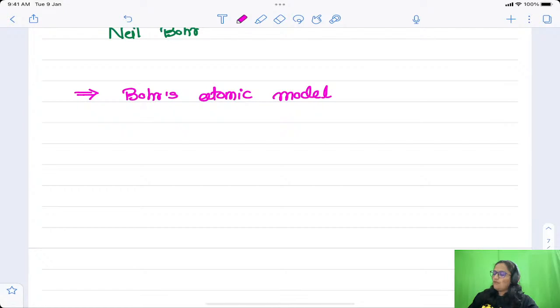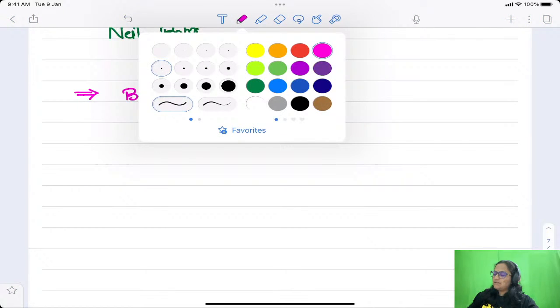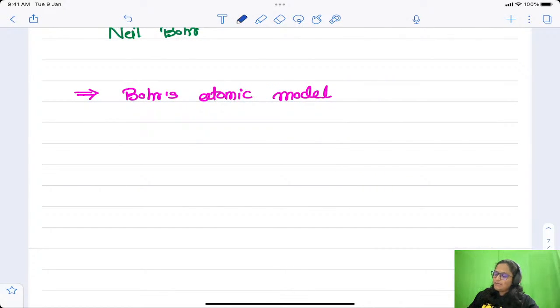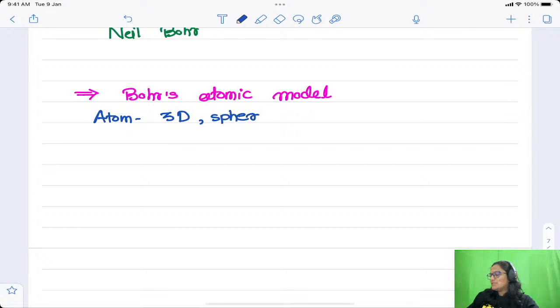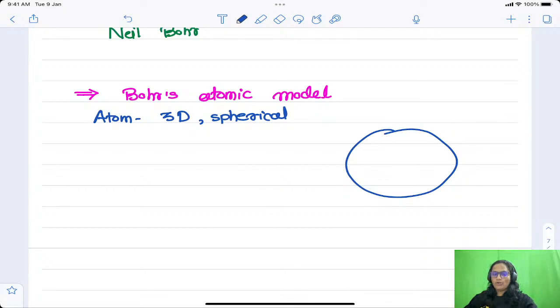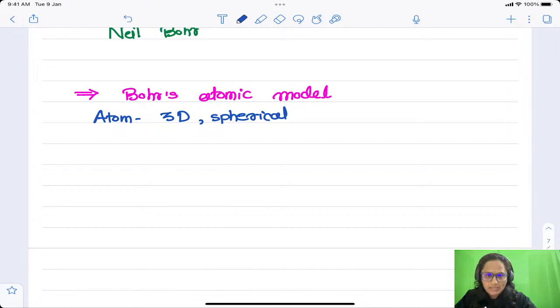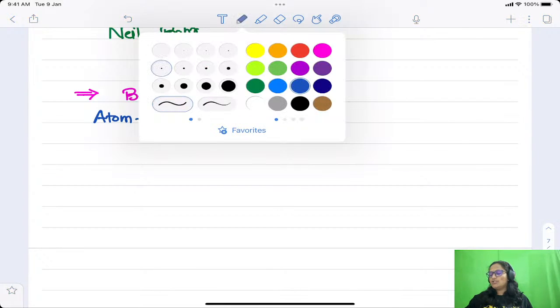See, this model tells us that every atom is a spherical entity. Atom is a three-dimensional spherical entity. That is, I cannot draw the structure of atom on a 2D paper or a 2D board. What I have drawn here is a circle but not a sphere. A sphere is like a football, which I cannot draw on this 2D paper. Atom is a three-dimensional entity, spherical in shape.